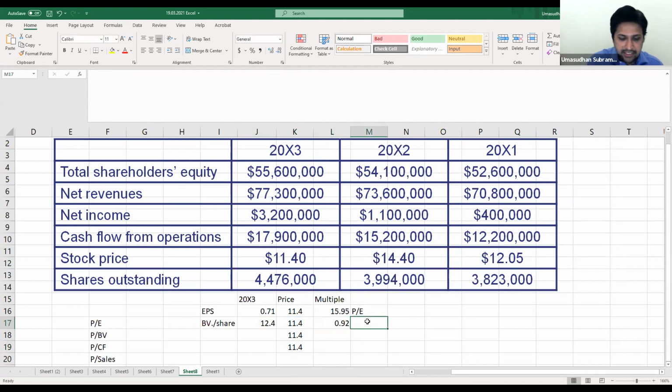So this is price to book value. It is strange that the company is trading below the book value. Maybe the company has some problem or it is undervalued, either of it.